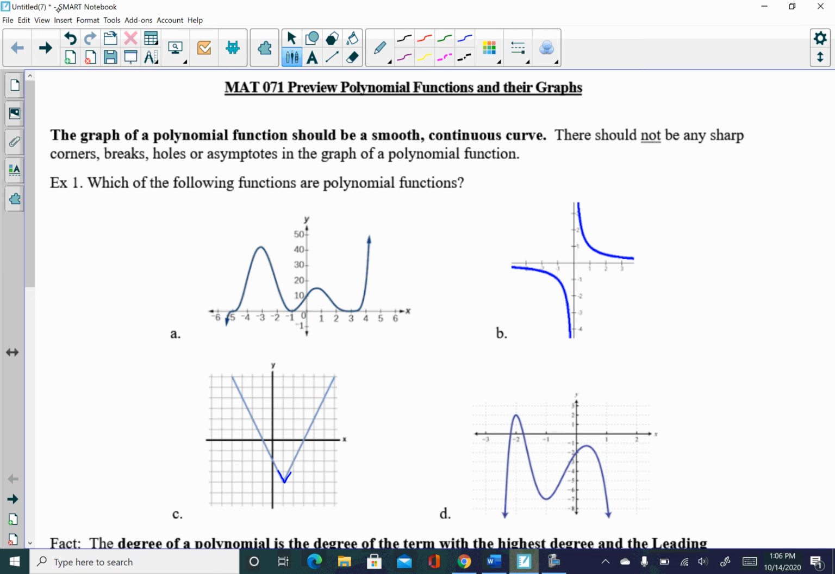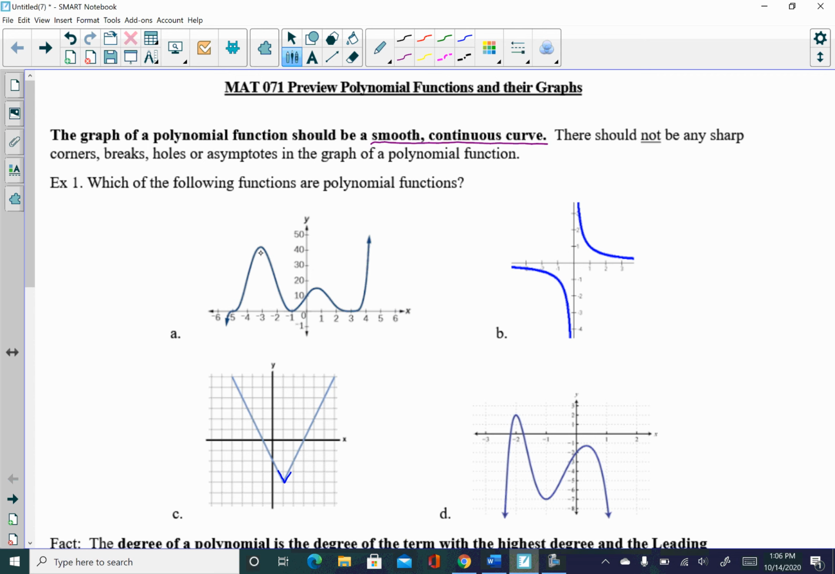Hi there, so in this video I'm going to provide you with a preview of polynomial functions and their graphs. So just below that here you see that I've defined a polynomial function, what the graph of it should look like. It should be a smooth, continuous curve, meaning that it should not have any sharp corners, it shouldn't have any breaks, it shouldn't have any holes or asymptotes in the graph of a polynomial function. In other words, you should be able to smoothly trace it without any sharp corners.